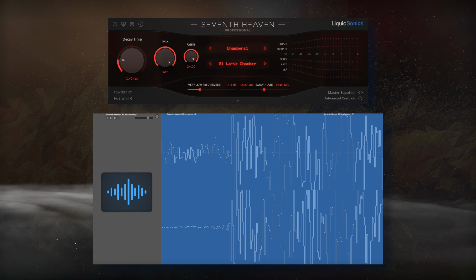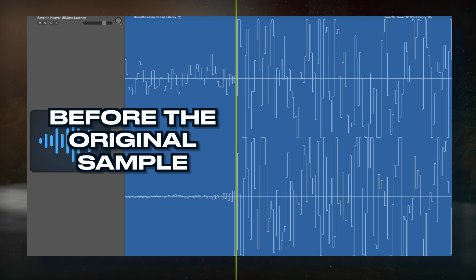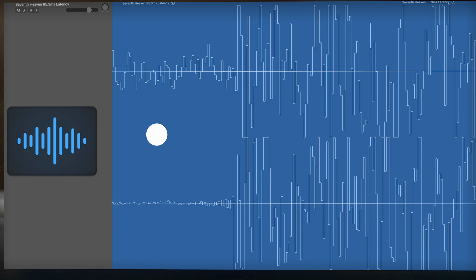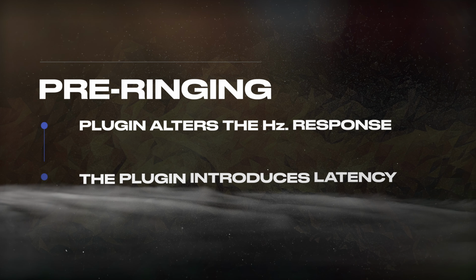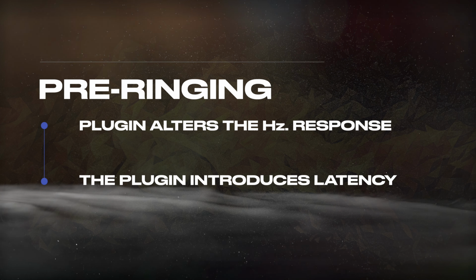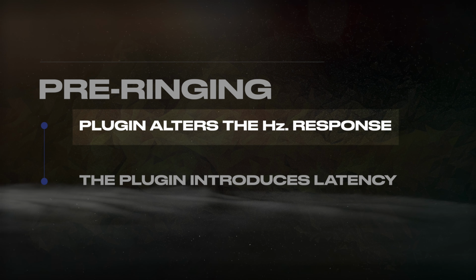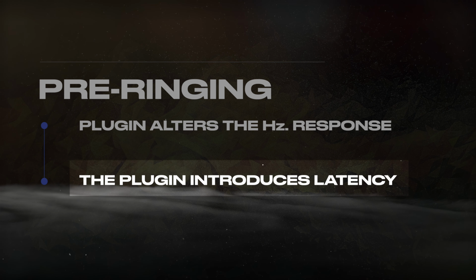This is actually how I first came across this type of distortion when I was making some impulse responses. Notice that a fair amount of the signal is present before the original Dirac sample. This suggests that temporal effects can introduce some form of pre-ringing distortion as long as they introduce latency as well. Now, all of this suggests that we need two things to cause some form of pre-ringing distortion. First, the plugin needs to alter the frequency response, either with filters, harmonics, or some other additive or subtractive form of processing. Second, the plugin needs to introduce latency, which is then compensated for by the DAW.